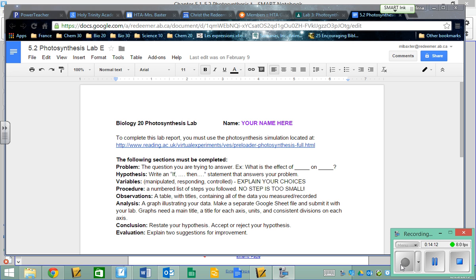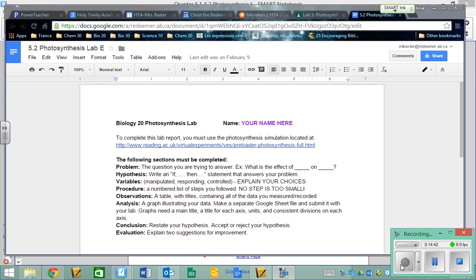The sections that you need to complete, you'll see I put them all in bold so that you don't miss any of them. You need to tell me what the problem is, what the question you are trying to answer is. Now you'll see when we get to the site that you are going to test the effect of something on photosynthesis. And so I'd like you to phrase the problem, what is the effect of blank on blank? So really you just need to take that little sentence and fill in the two blanks.